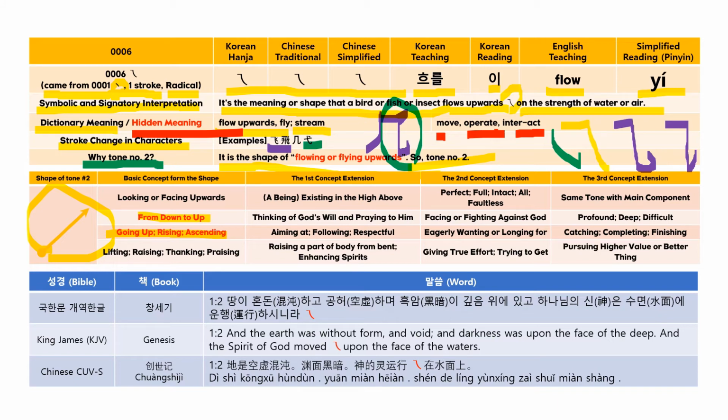Through the Bible verses, King James Version, Genesis chapter 1, verse 2: And the earth was without form and void, and darkness was upon the face of the deep, and the Spirit of God moved upon the face of the waters. Moved. Okay? In this way, you can feel the hidden meanings of this character.